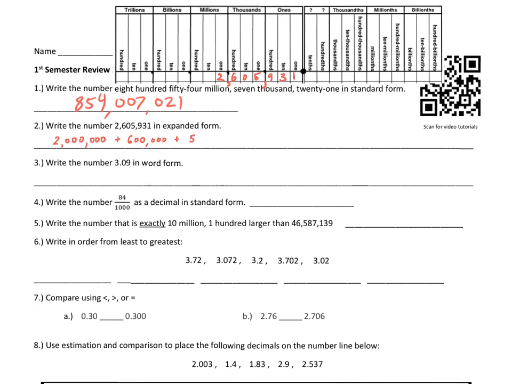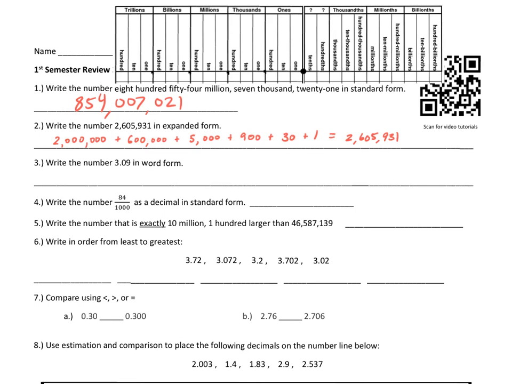The 5 is in the thousands place. Its value is 5,000. The 9 is in the hundreds place. Its value is 900. The 3 is in the tens place, its value is 30, and then the 1's value is just 1. If we were to add all of that up, we would get our original number, 2,605,931.